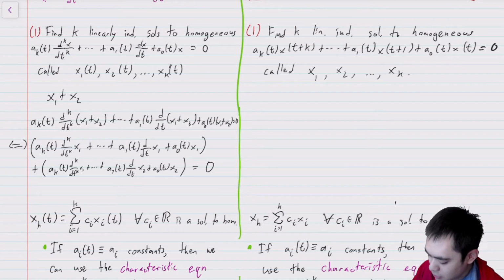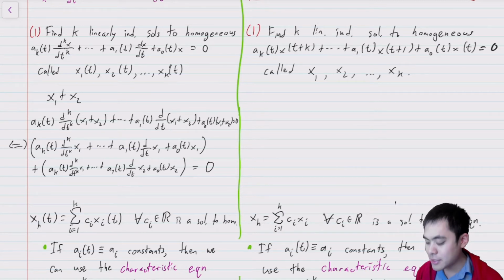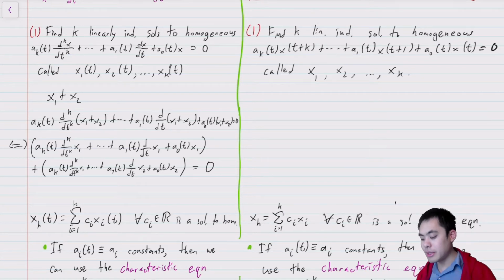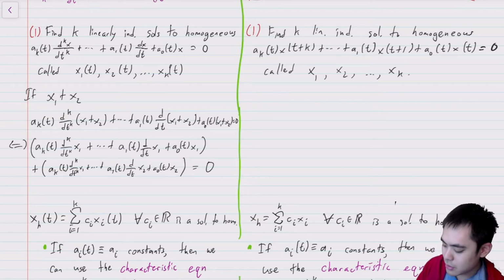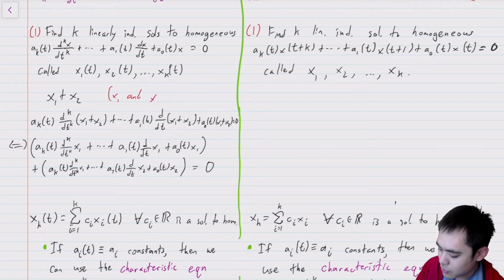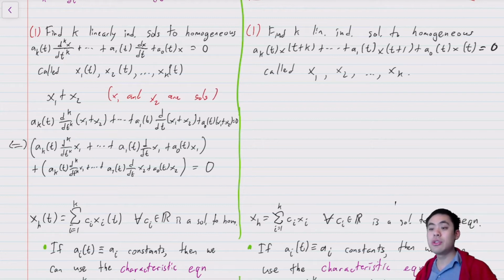Or rather, if we plug that in, and this is clearly true because each of the individual things, x1 and x2, are individually solutions. Since each one is individually a solution, you know that the stuff in each of the sets of parentheses obviously has to be equal to 0, because they're solutions to the homogeneous equation.